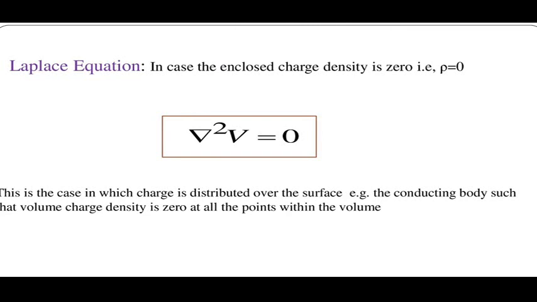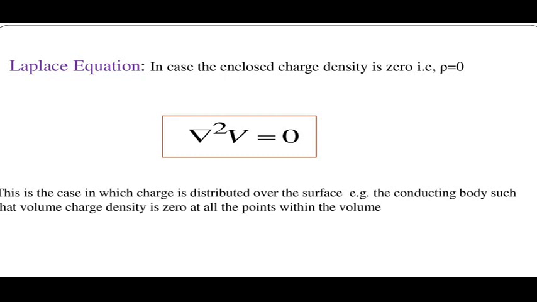Now if we have a charge distribution over a surface, then we know in case of a conductor the charge is always present on the surface, and inside the conductor the volume charge density is 0. So in such cases we can put rho equal to 0 so that the Poisson equation can be written as del square V equal to 0. This equation is nothing but the Laplace equation.